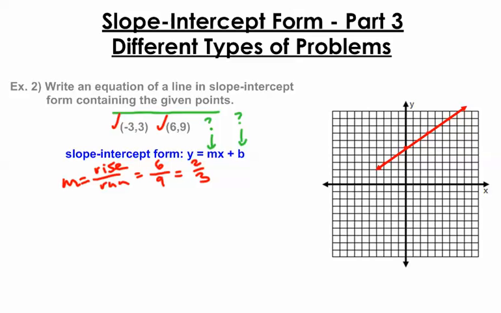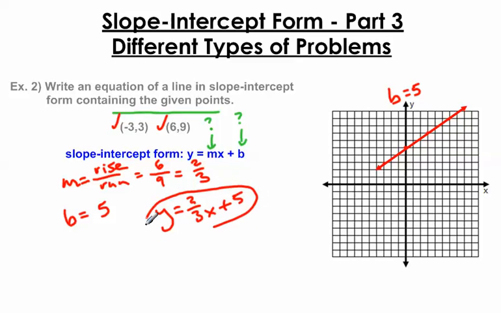And so that actually gets us the y-intercept. If we look here, the y-intercept is where the line is crossing the y-axis. It's crossing right here, and that's 1, 2, 3, 4, 5. And so b is 5 in this case. And so when all is said and done, we have y equals 2 over 3x plus 5, and that is our answer.